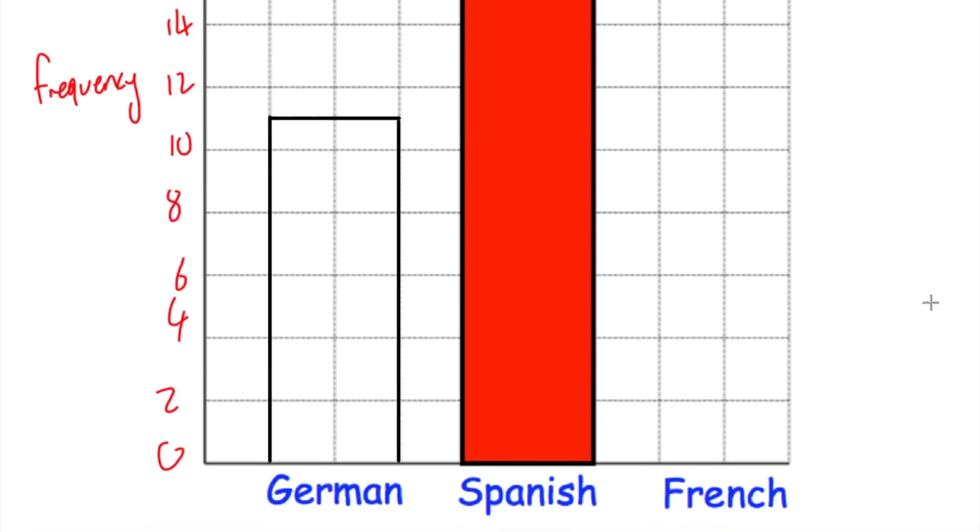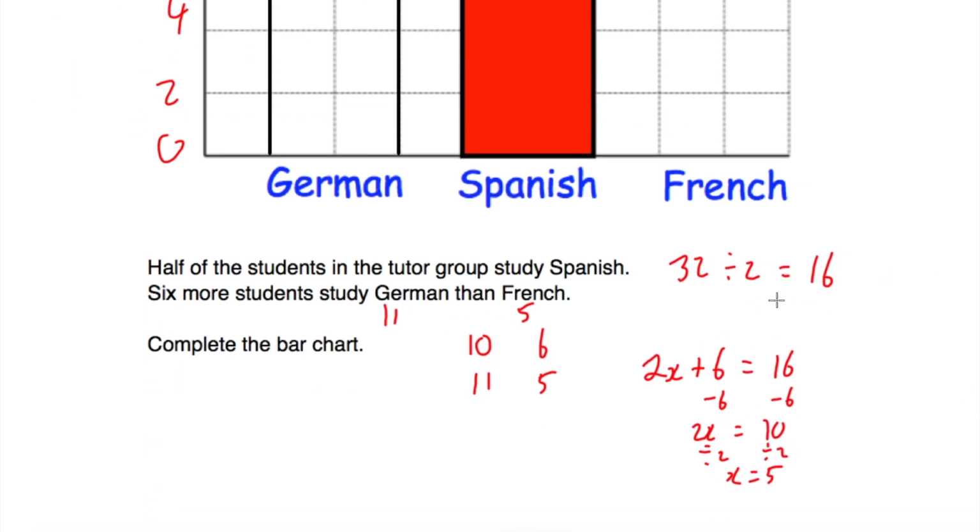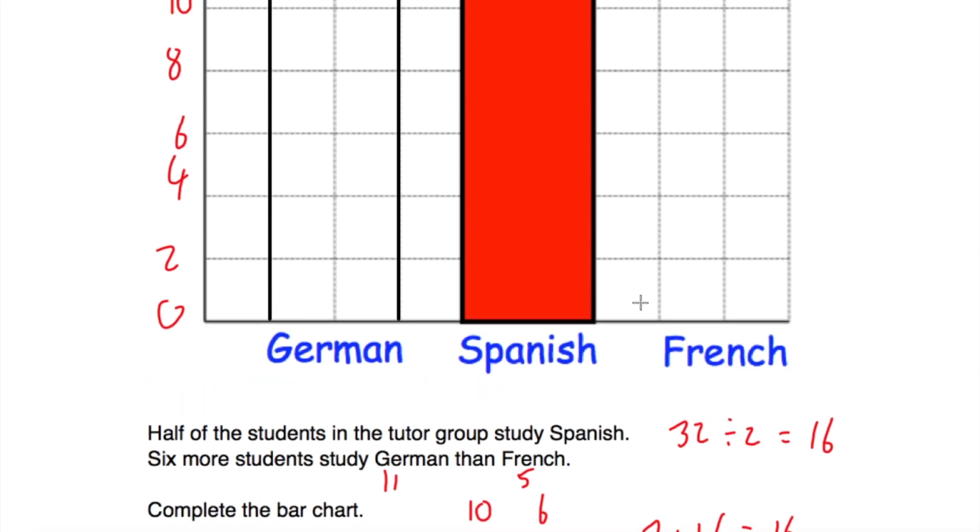And in terms of students studying French, 5 students studied French as we found. So let's draw their bar. It's going to start at 0, and it's going to go, there's 4, there's 6, so 5 is in the middle, and then we're going to do another line there, and then join them up.